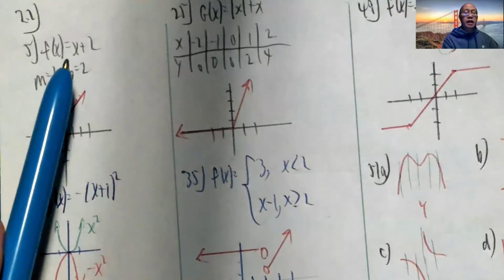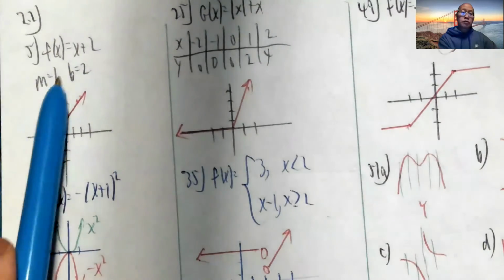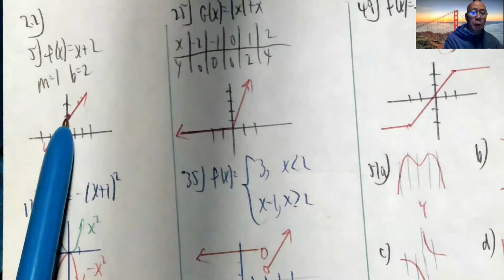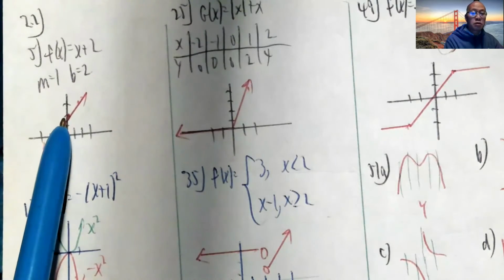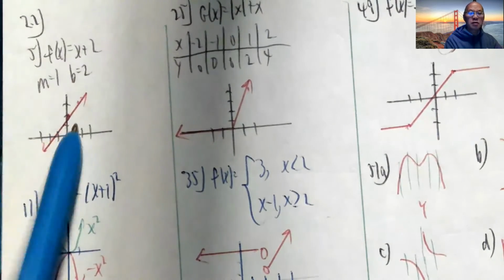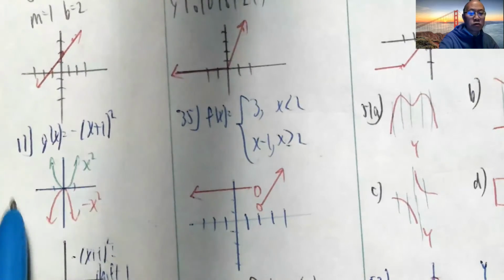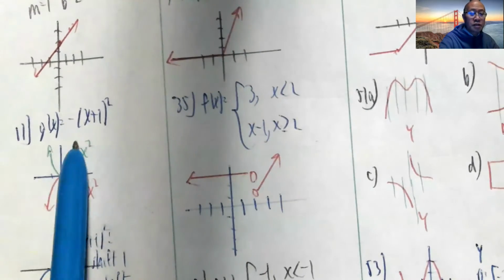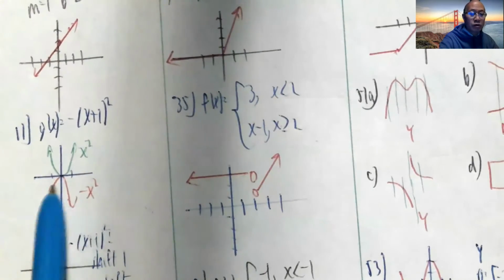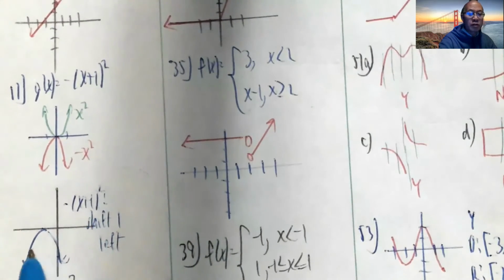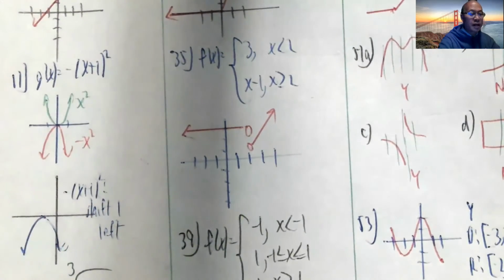Okay, f of x equals x plus 2, graph it. Slope is 1, y-intercept is 2, m is 1, b is 2. There's 0, 2. Slope is 1 over 1, up 1, so it goes like that. Negative x plus 1 squared. Okay, so I know this is x squared. Negative x squared goes like that. And then negative x plus 1 squared, shift the graph 1 to the left. So it ends up looking like that.